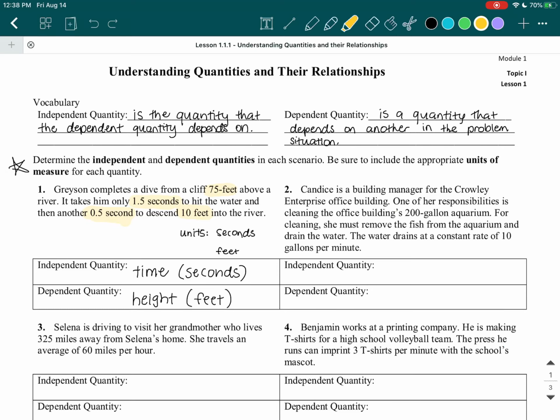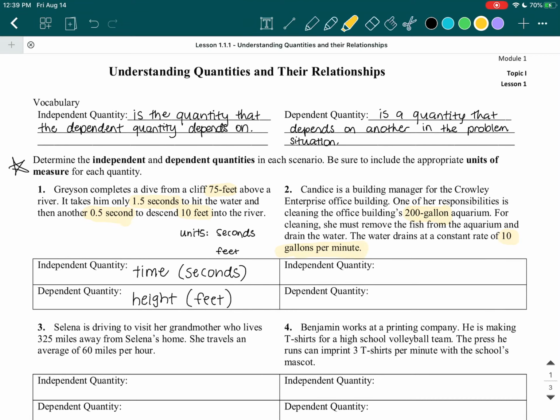Let's read our situation. Candace is a building manager for the Crowley Enterprise office building. One of her responsibilities is cleaning the office building's 200-gallon aquarium. For cleaning, she must remove the fish from the aquarium and drain the water. The water drains at a constant rate of 10 gallons per minute. So once again, the trick is to look for the units that are attached to the numbers. Let's take a look. First number I see is 200. 200 what? 200 gallons. Then the next number I see is 10. 10 what? 10 gallons per minute.